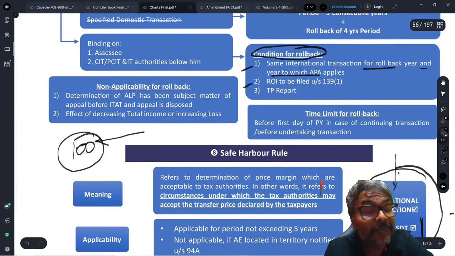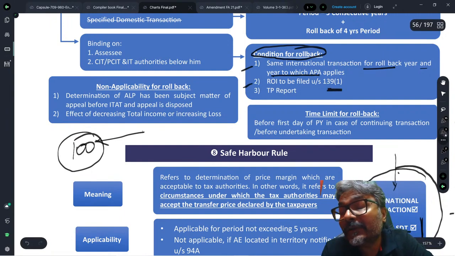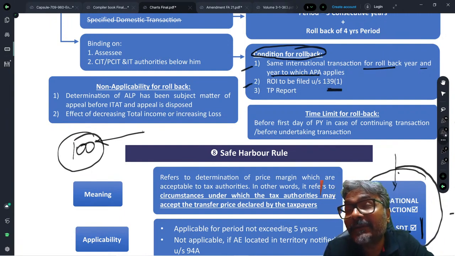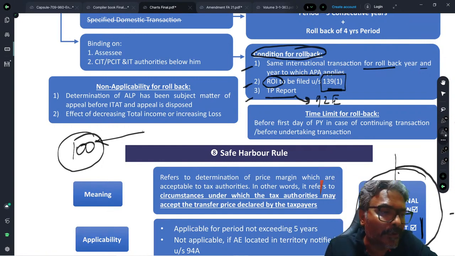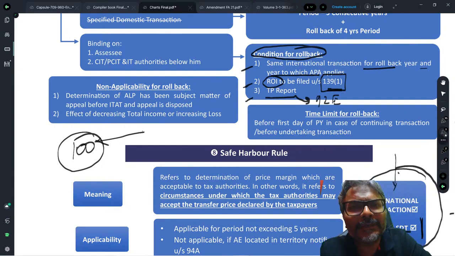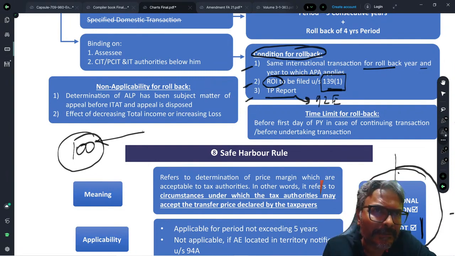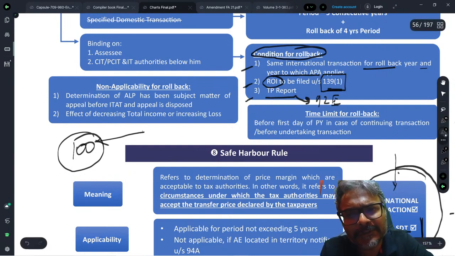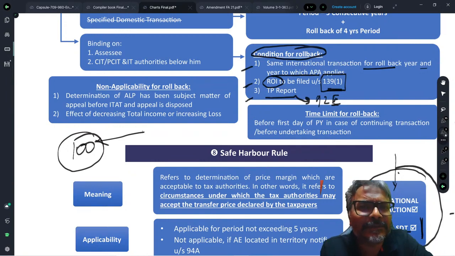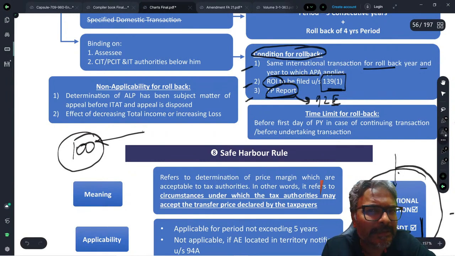Second point is the ROI for that rollback year, students. The ROI for that rollback year should have been filed within the due date of section 139, subsection 1. And last but not the least, the transfer pricing report under 92E should have been filed, which is also known as the accountant report. That accountant report under 92E should also have been filed for that rollback year. If you have filed that transfer pricing report for that rollback year, perfect, students, then in that case the benefit of rollback can be extended to the SSE.